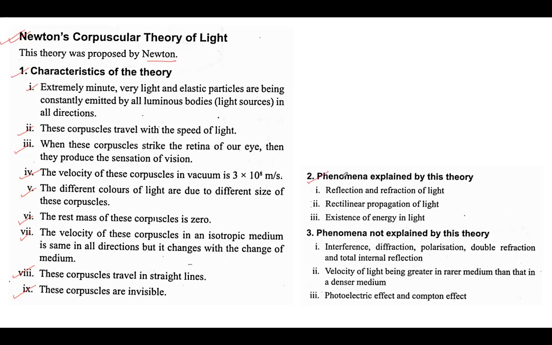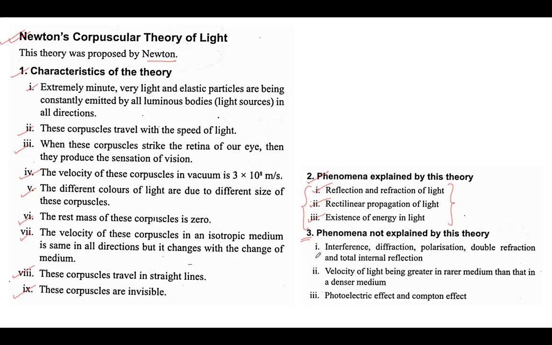The phenomena explained by this theory, कौन-कौन से phenomena हम इससे explain कर पाए? पहला था reflection and refraction of light, rectilinear propagation of light, and existence of energy in light. तो ये तीन phenomena हम explain कर पाए. और कौन से phenomena हम explain नहीं कर पाए, ये objective type questions इन सब से बनता है. In fact तुम्हारे बोर्ड में भी बहुत बारी आता है कि ये जो theory था इससे कौन से phenomena explain हो सकते थे, कौन से नहीं हो सकते थे, आपको एक option चुनना होता था.